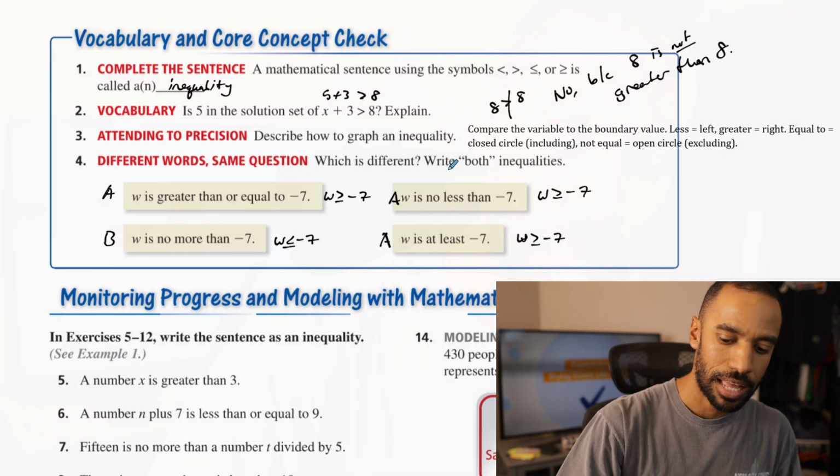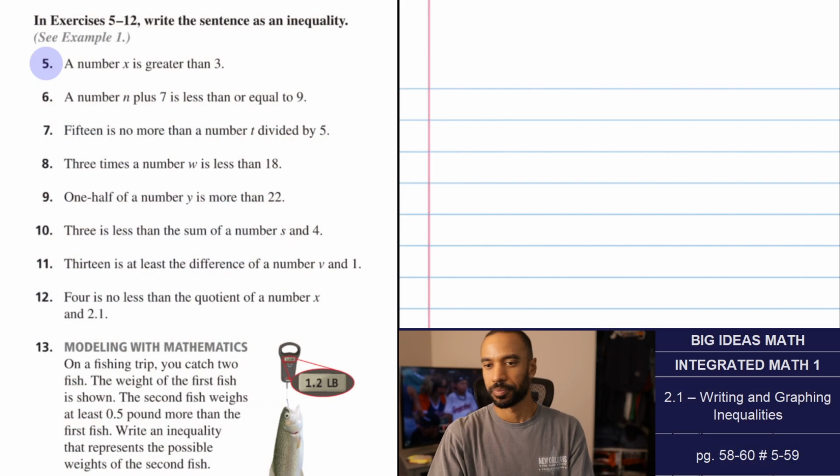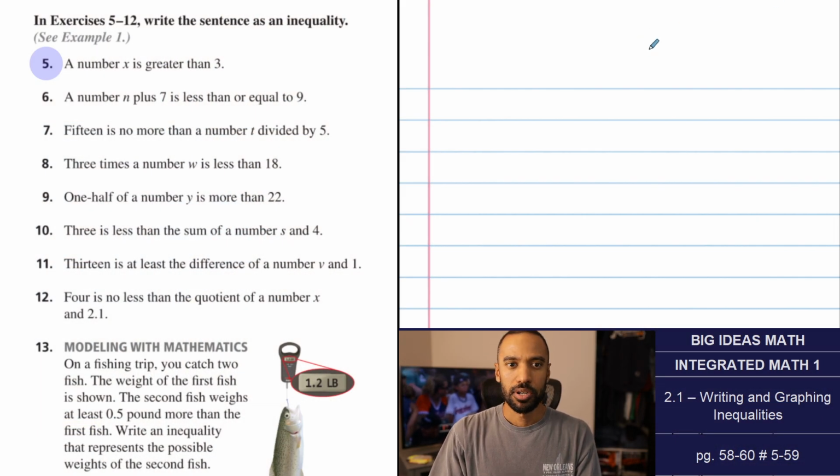Okay, let's go ahead and start with problem numbers 5 to 59. These might go pretty breezy. I'm not sure. Depends on how many things I have to kind of teach as we do them. But let's go ahead and get started. Okay. Numbers 5 through 12, write the sentence as an inequality.